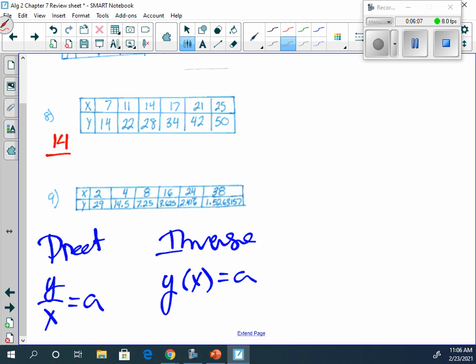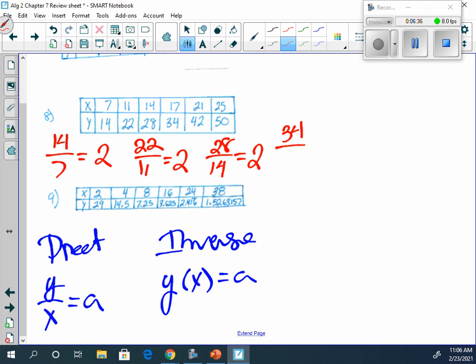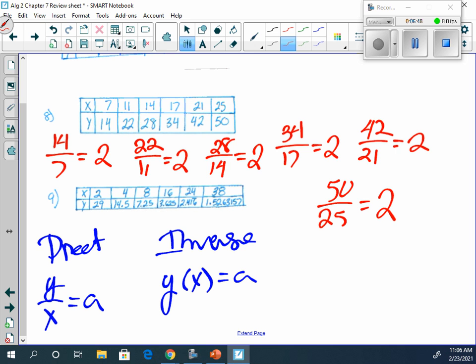So we can do 14 divided by 7, y divided by x. Well, 14 divided by 7 is 2. Okay, that's fine. We can do the next one, 22 divided by 11, which is 2. Okay, so this is looking like what we want because we want that value to be the same. 14 divided by 7 was 2. 22 divided by 11 is 2. 28 divided by 14 is going to give me 2. 34 divided by 17 is 2. 42 divided by 21 is 2. And lastly, 50 divided by 25 is 2.